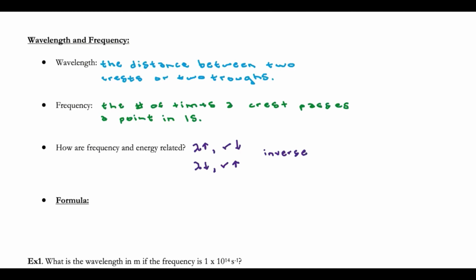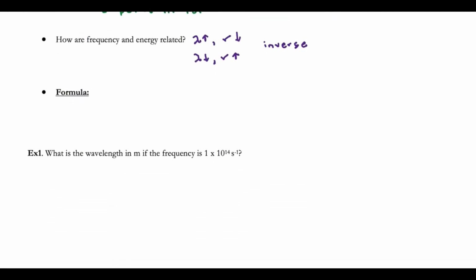Okay, so another valuable tool that we want to be able to have is to actually mathematically relate wavelength and frequency. So the formula I'm going to use is the following: c equals lambda nu. So let's redefine all of my variables. Remember, lambda is my wavelength, and my units are going to be in meters. Nu is my frequency, and my units are either going to be in seconds to the -1 or hertz.